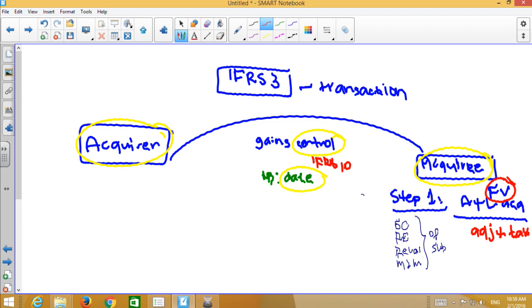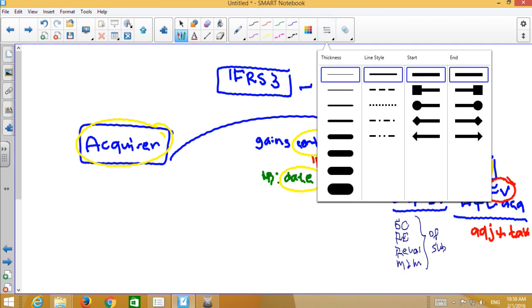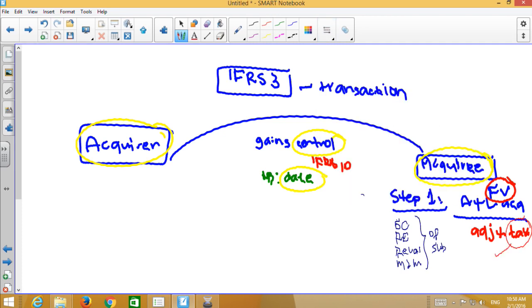And importantly, when we are adjusting the value of land, we adjust CGT. Yeah? So most of the time, our adjustments, I'm just going to write here, CGT. Most of the time, the adjustments are straight 28, but we must be very careful.